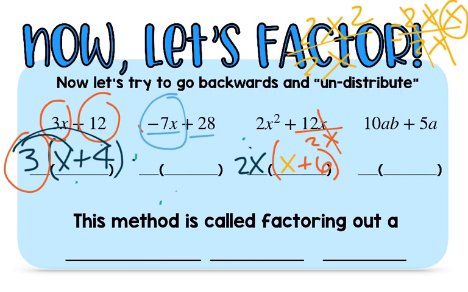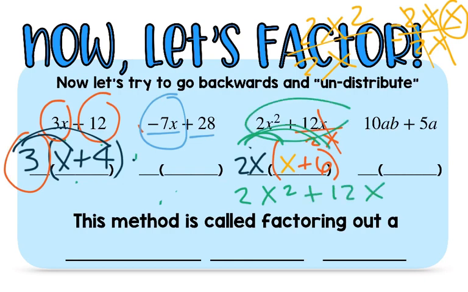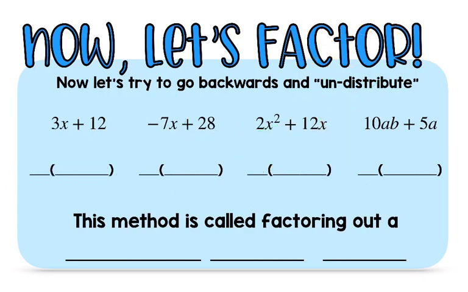Again, if I want to check that, distribute that back out. 2x times x is 2x squared, and 2x times 6 is 12x. Does that match the original problem? Yes, so we're good. All right, and let's do the last one.